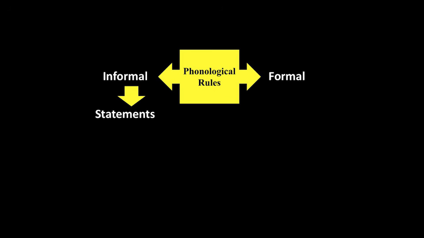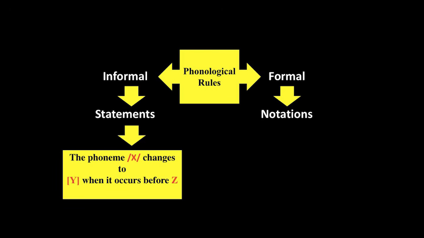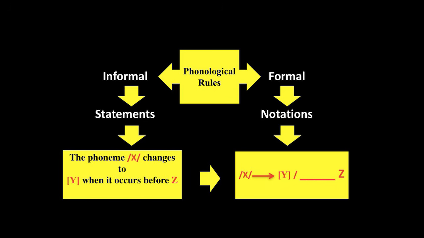But when we write a formal phonological rule, we use notations, symbols in shorthand that explain what happens to a certain sound and how it changes to another sound in a certain phonological environment. So when we write an informal phonological rule, we can use the statement, the phoneme X changes to Y when it occurs before Z. And this statement can be changed to phonological rule notation, like X between slashes becomes Y between brackets whenever it is followed by Z.